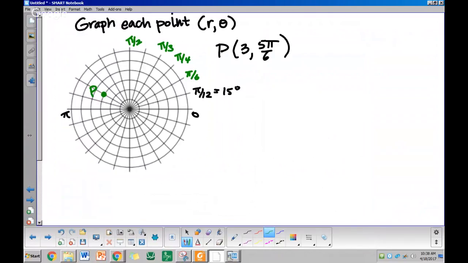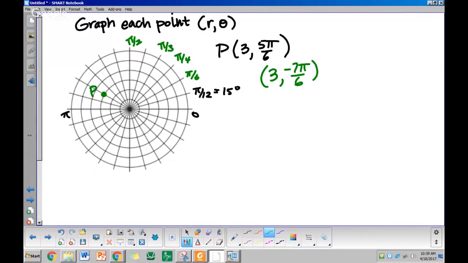Got it? The unique thing about polars is I could have another representation of this point. I could start at 3 and then rotate negative 7 pi over 6, and that is the same point. Now, in the rectangular universe, does that happen? No.